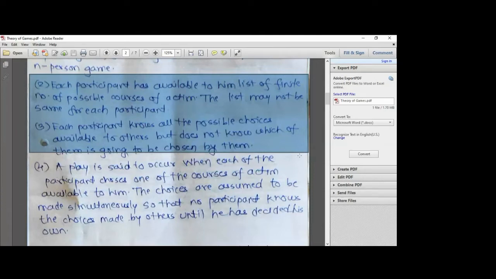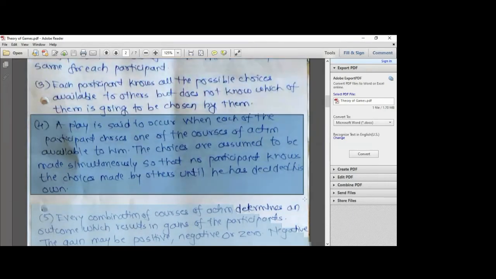And each participant is also aware of the actions that the other participants are going to take, but he is not aware of when the other participant is going to choose which action, right? So the other participants' actions are known, but their timings are not known, right? A play is said to occur when each of the participants chooses one of the courses of action available to him. The choices are assumed to be made simultaneously, so that no participant knows the choices made by others until he has decided his own.